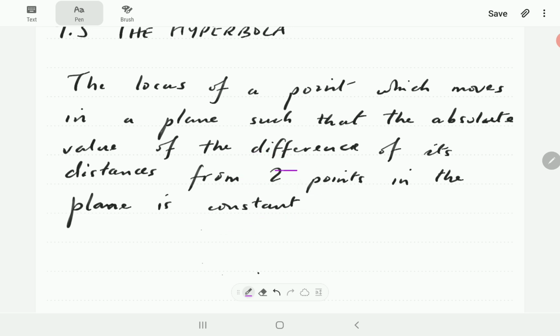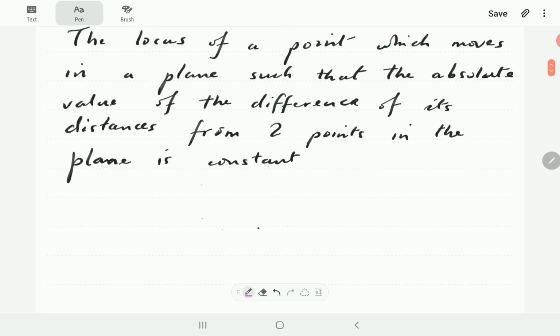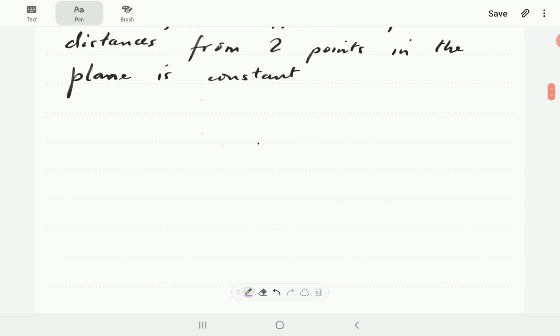You're going to notice that this definition is a bit similar to the one for the ellipse, except that for the ellipse it was the sum. So you're going to find that there are quite a few parallels between the ellipse and the hyperbola. So let's see how the hyperbola is going to look.